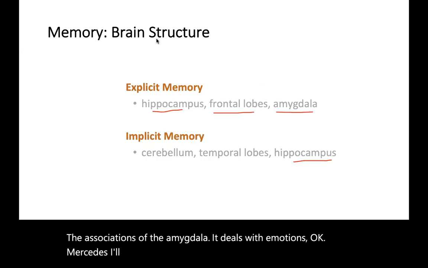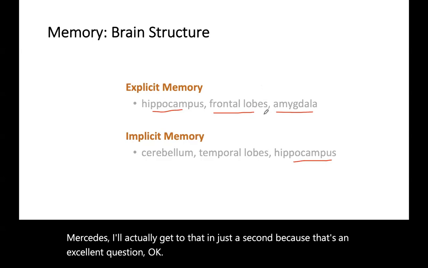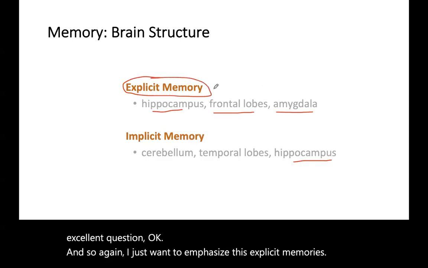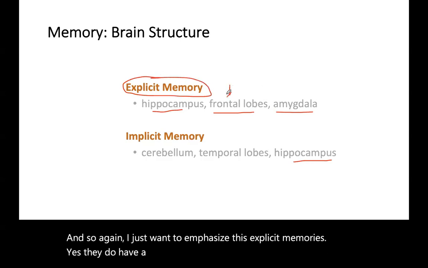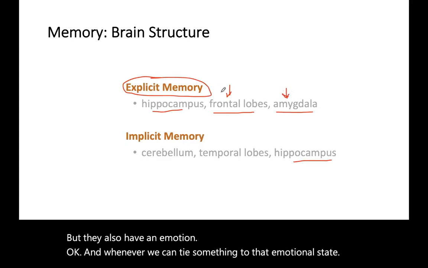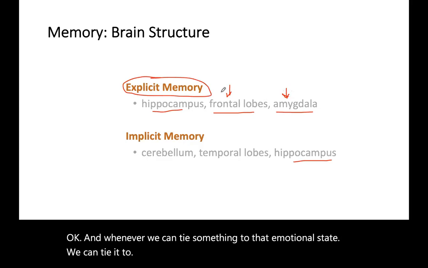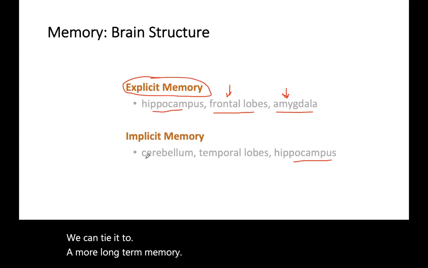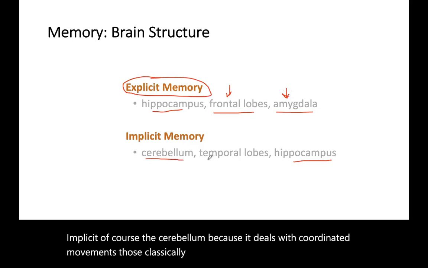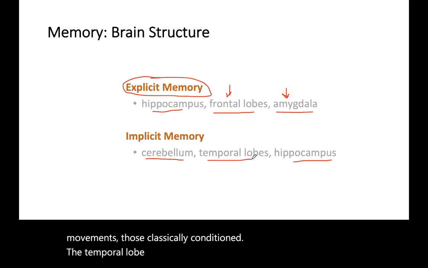Mercedes, I'll actually get to that in just a second because that's an excellent question. Again, I just want to emphasize this: explicit memories do have a rationality behind them, but they also have an emotion. Whenever we can tie something to that emotional state, we can tie it to a more long-term memory. Implicit, of course, involves the cerebellum, because it deals with coordinated movements, those classically conditioned. The temporal lobe, which again is associated with classical and operant conditioning.